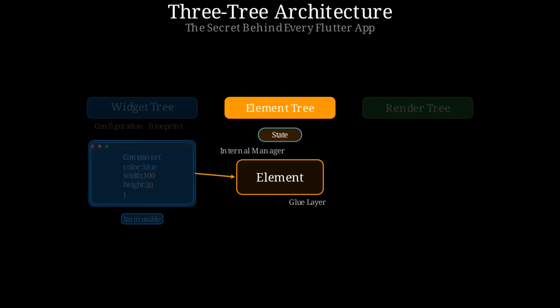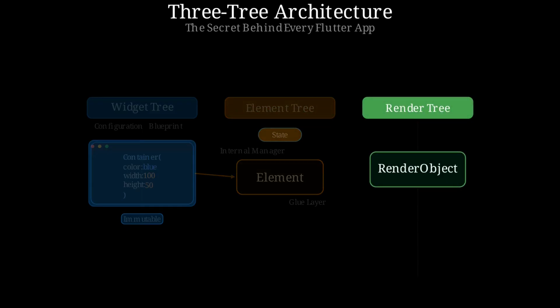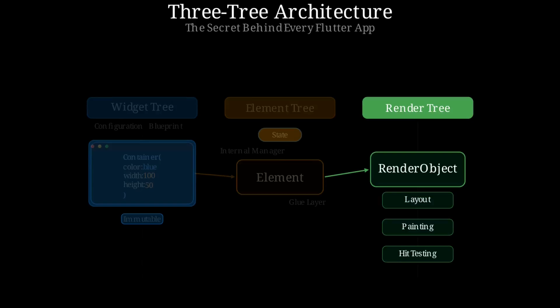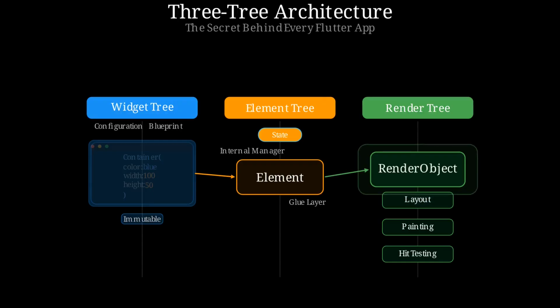The third tree, and this is our focus today, is the render tree. This is where the actual work happens. Every node in the render tree is a render object. The render tree handles layout, painting, and hit testing. So every time you write a widget, under the hood, Flutter eventually creates or reuses a render object for it. The render object is the real worker. The widget is just the instruction manual.